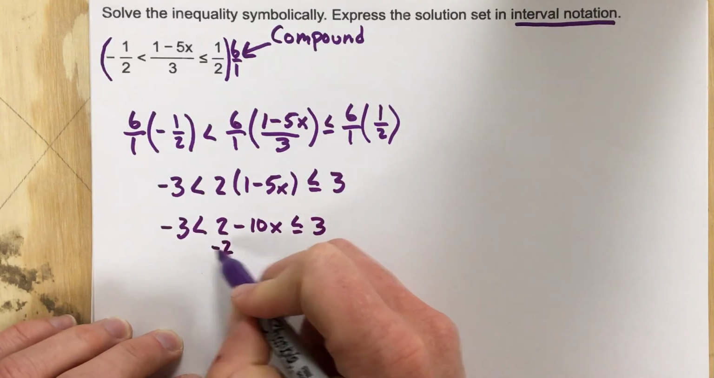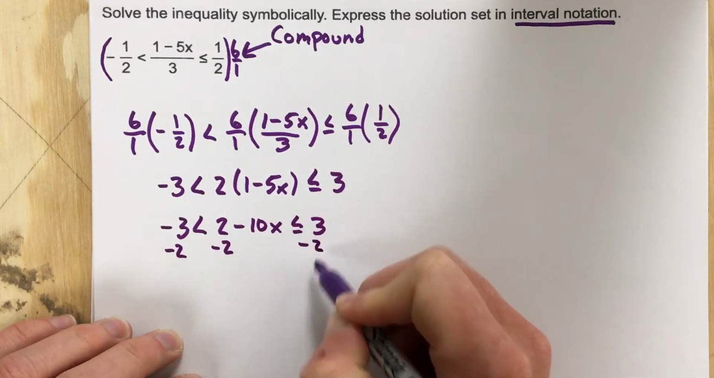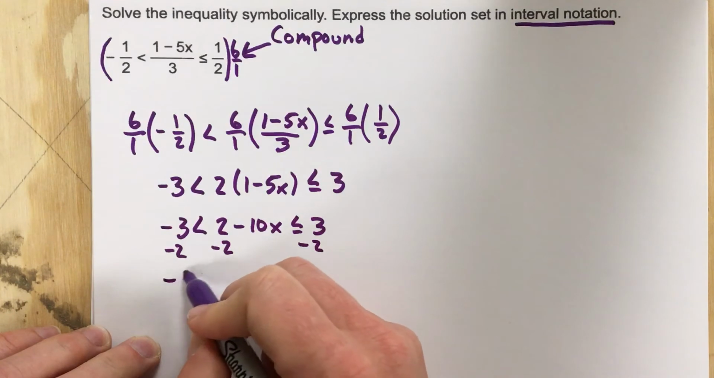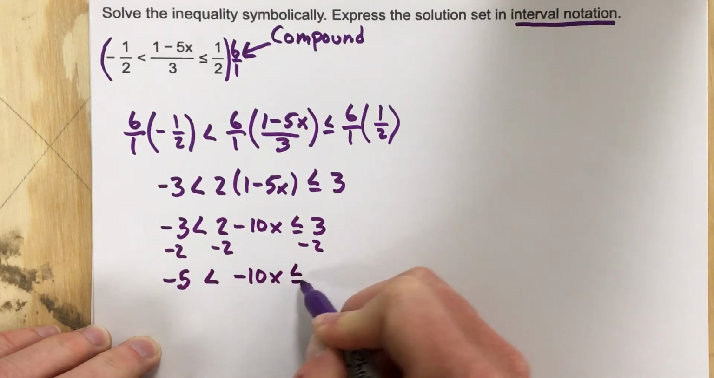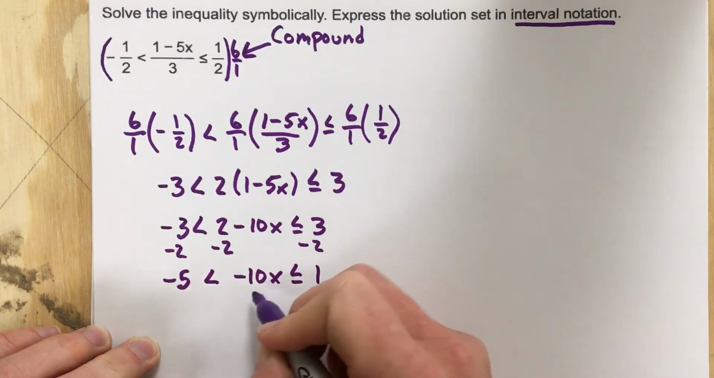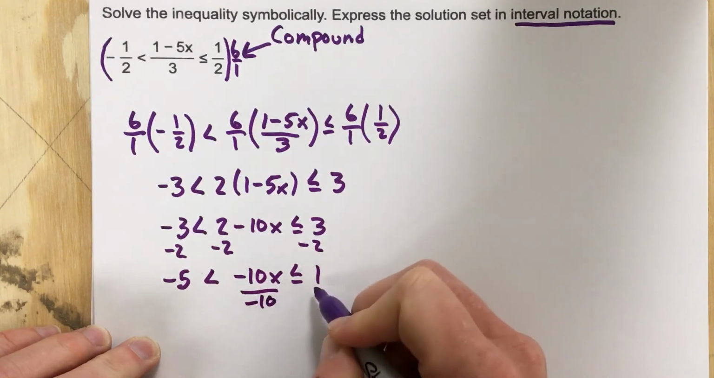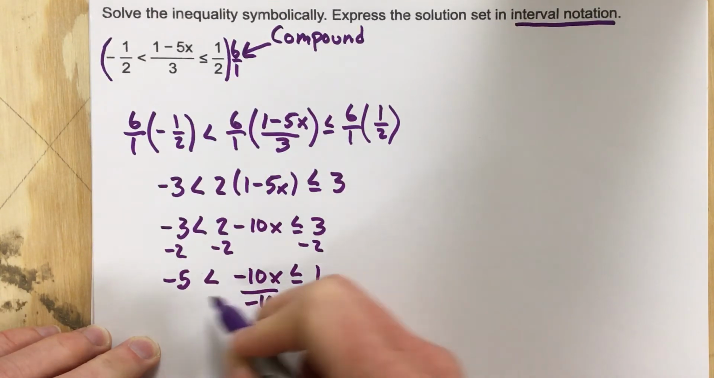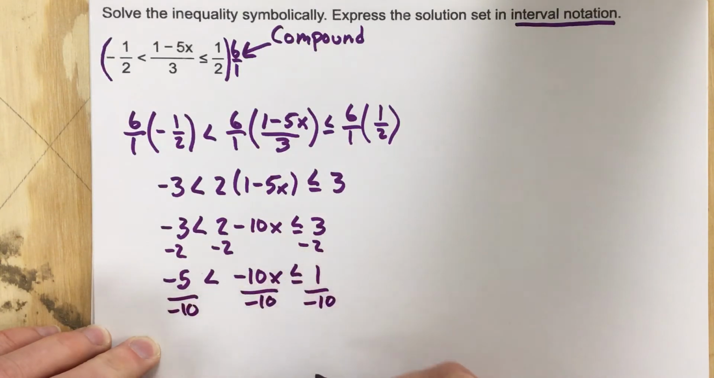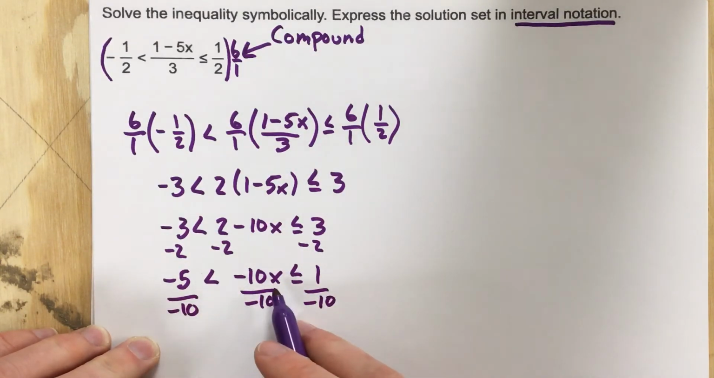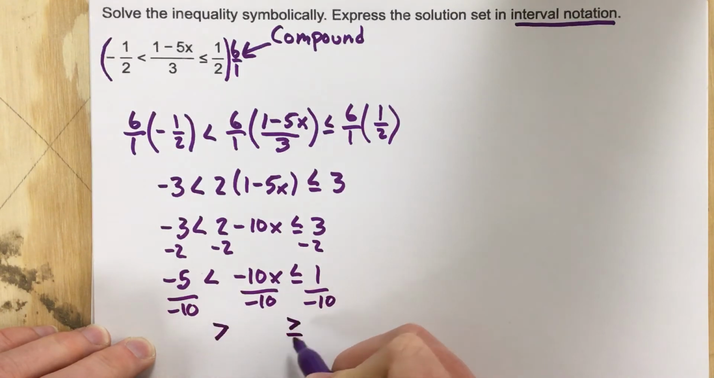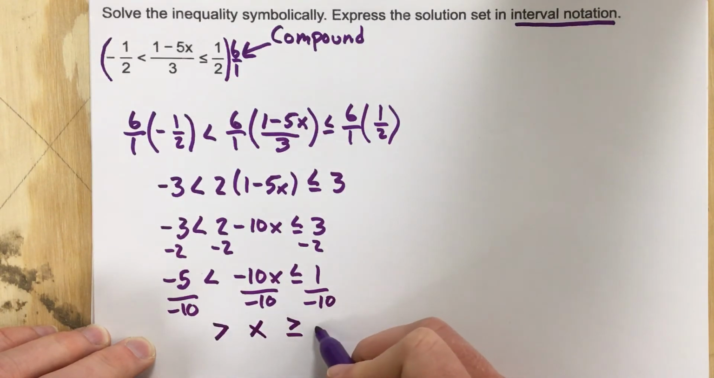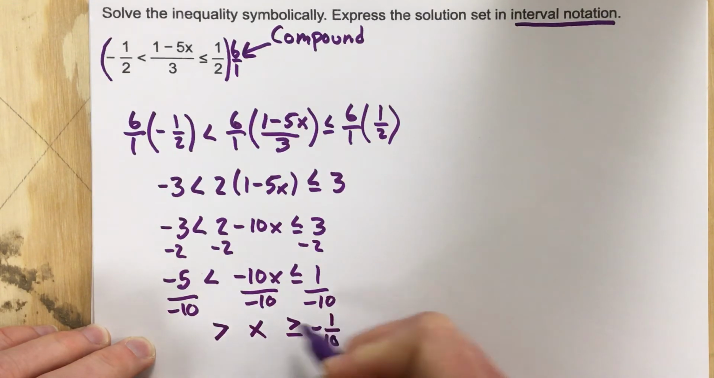Let's subtract 2 from each piece, and we get negative 5 less than negative 10x less than or equal to 1. Finally, divide by negative 10. When you divide by a negative, you flip the inequality signs, so you're going to have the inequality signs facing the opposite direction. This gives you x, this gives you negative 1/10, and this gives you 1/2.